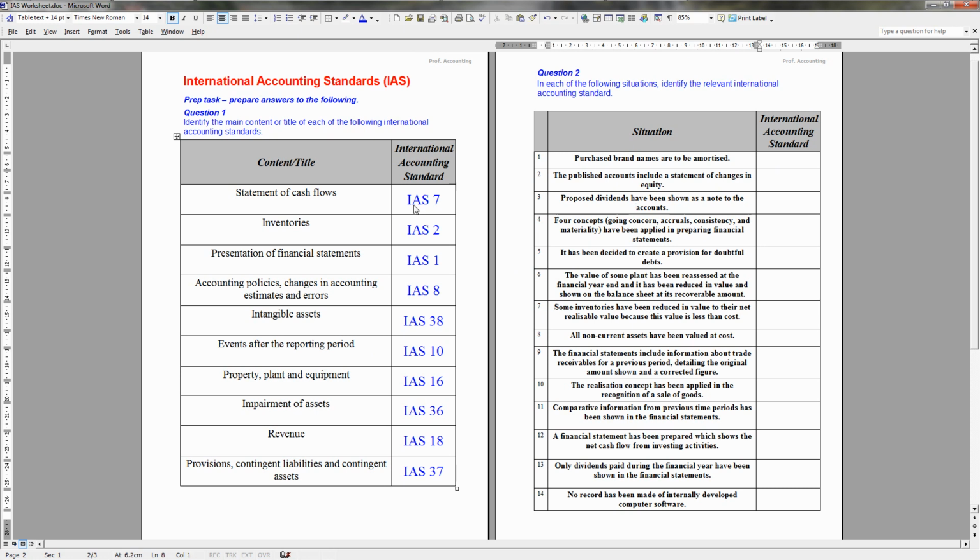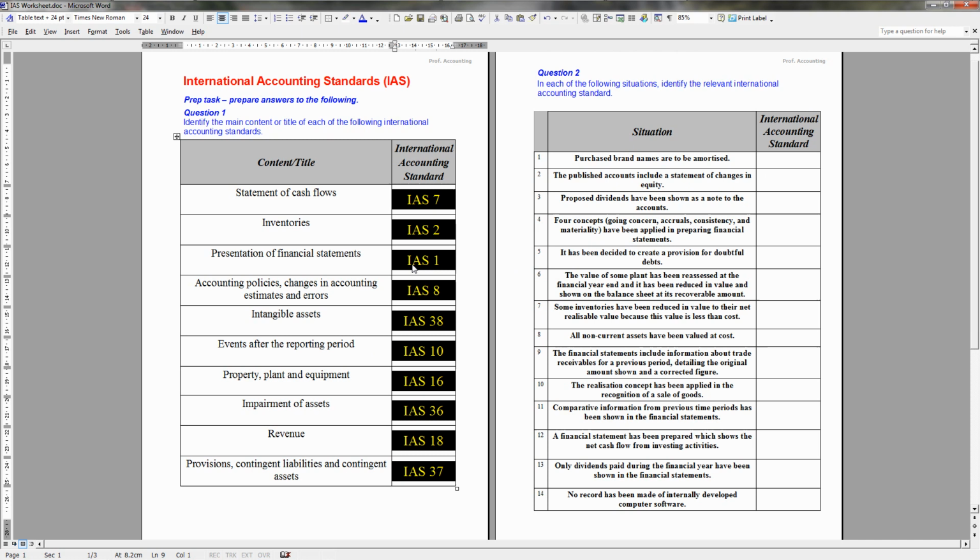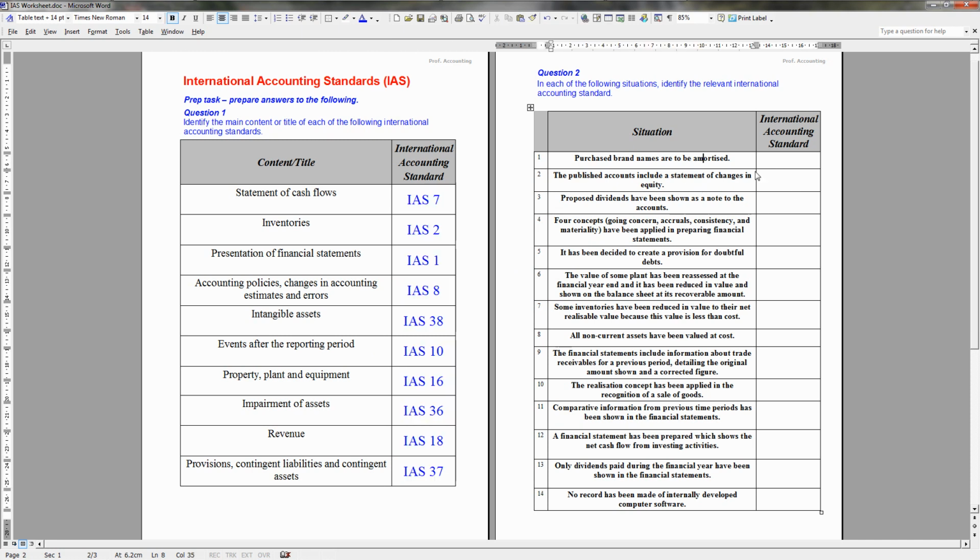So purchased a brand name. Purchase price to be amortized. So just remind yourself what amortize means. Amortize is a different word for depreciation, and I say different because I don't want to give it away. This is depreciation relating to intangible assets.